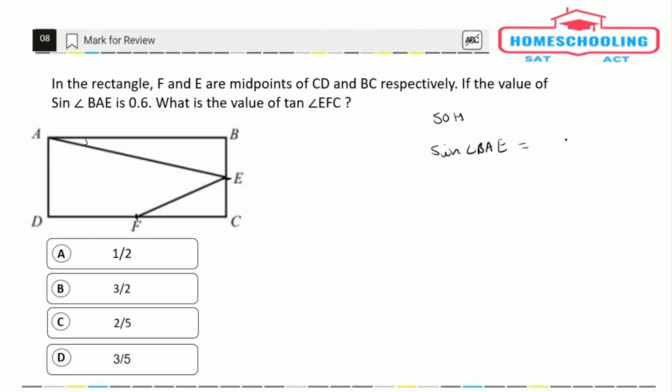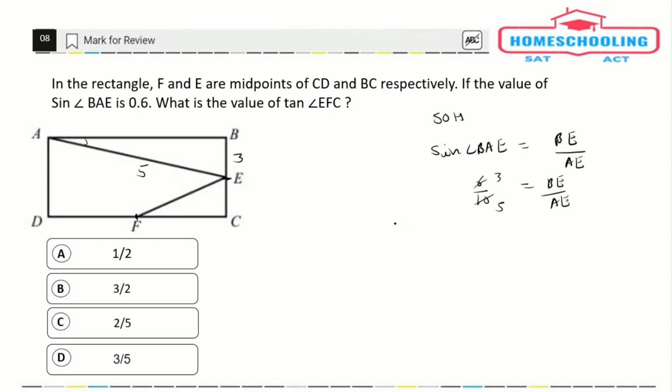The opposite of this angle is BE, and the hypotenuse is AE. Opposite and hypotenuse, so we can write this 0.6 as 6 by 10, BE by AE. If we further divide it, it is 3 by 5. So they are in ratio: BE is 3 and this one is 5.